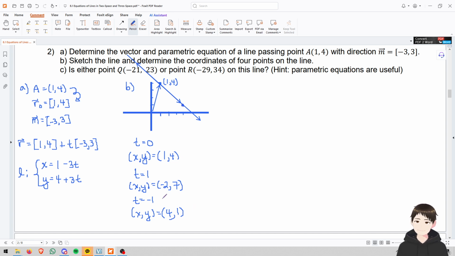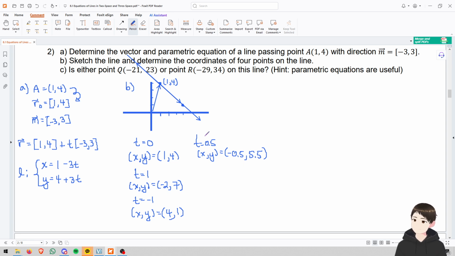Okay, so the t is as anything you want. It just tells me how many times did I go. I could make t equal to 0.5 even. It still gives me an x comma y of 1 minus 1.5, negative 0.5, and 4 plus 1.5, that would be 5.5. Okay, it's doable.